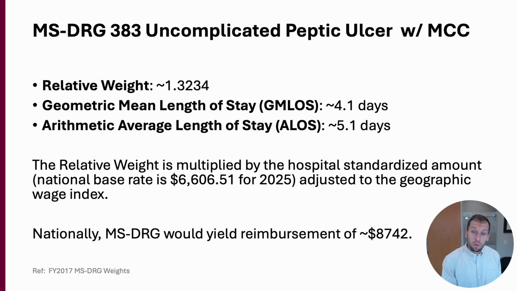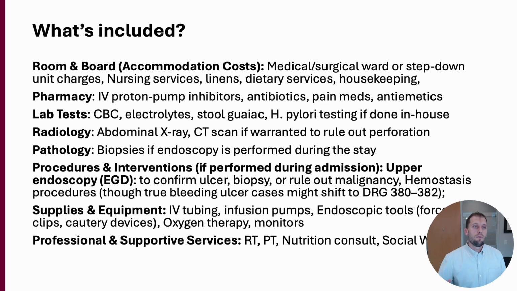Okay, and what is included in that $8,700? Notice we're not billing separately for every little thing. So room and board is going to be included. Medical, surgical ward, step-down unit charges, nursing services, linen, dietary services, all this stuff. A lot of your pharmacy stuff is going to be included. Now, some meds might fall outside of this and be billed separately, but a lot of your basic meds that you expect to use as part of this are going to be included in the DRG. And your standard lab tests.